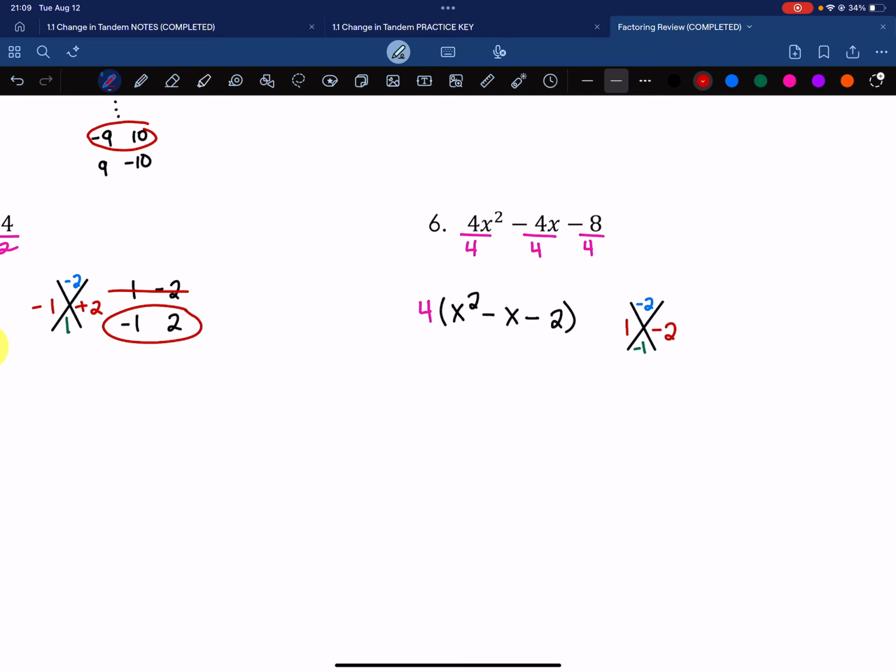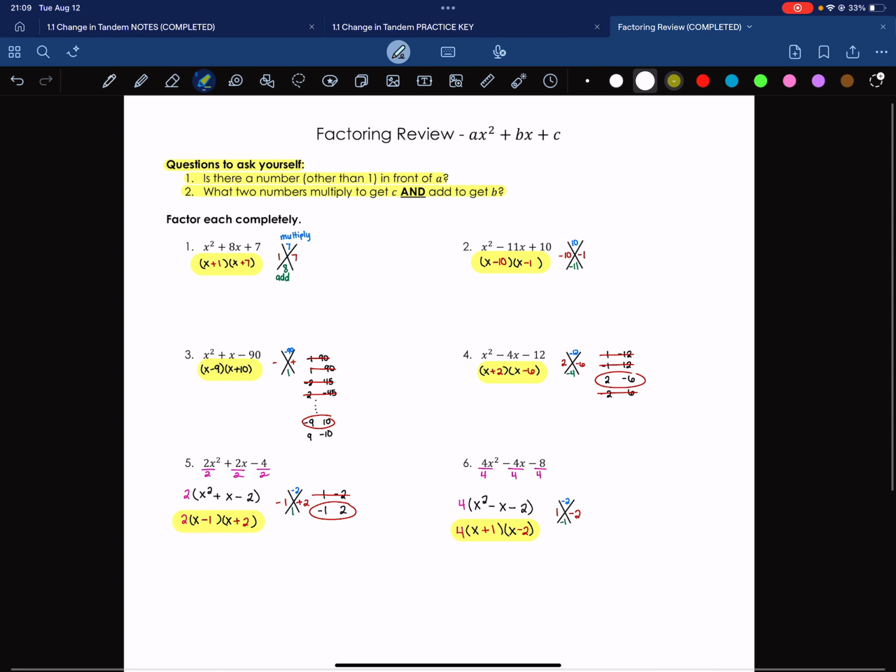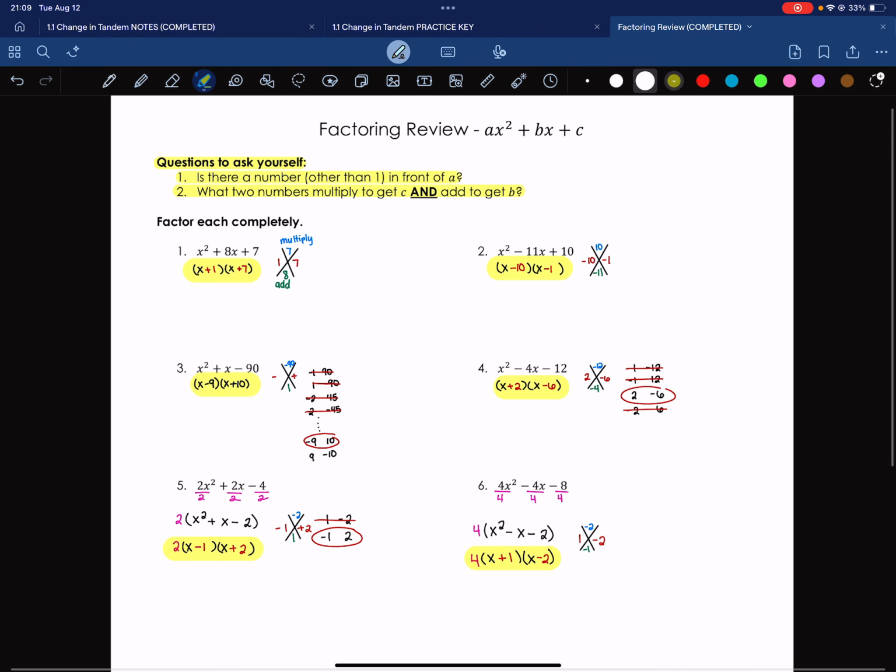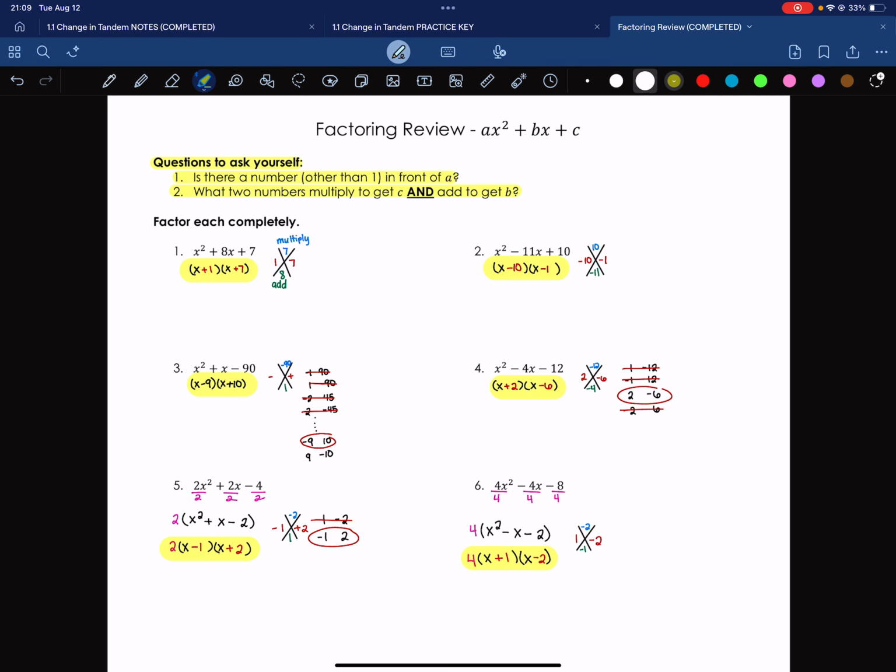And so when we go into factor, don't forget that the greatest common factor goes out in front. To get x squared, we do x times x. Then we have a plus 1 and a minus 2. And now we have it completely factored. So this is just a quick review of factoring. If you have any questions, make sure you ask me in class.